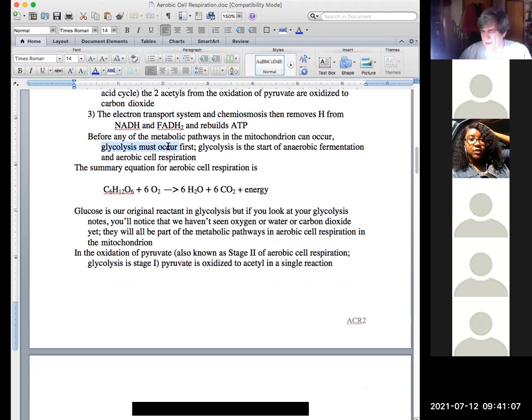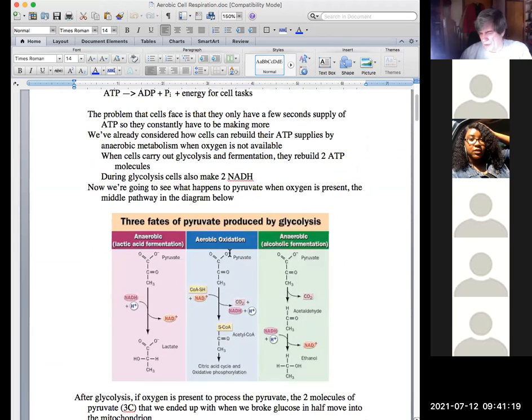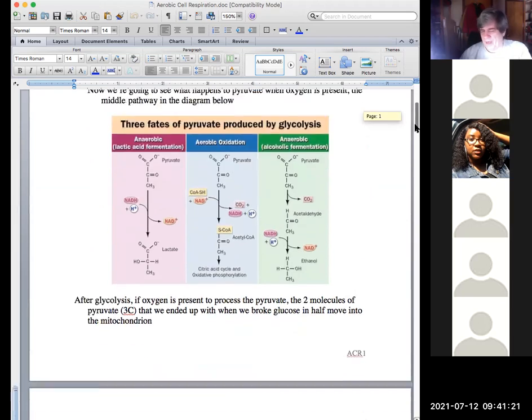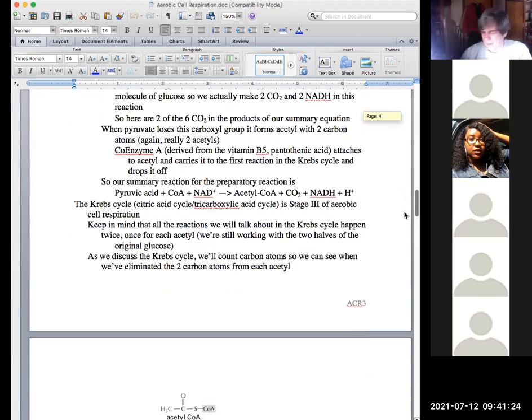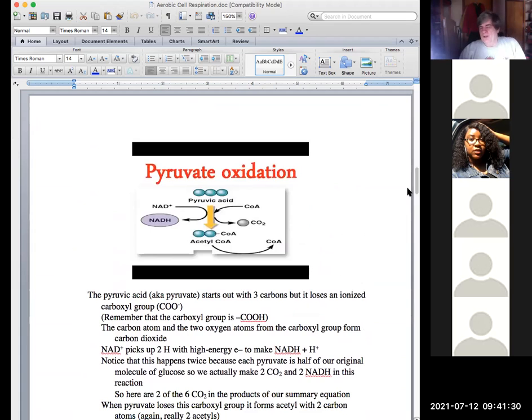Before we get here, since we're starting with pyruvate, remember that glycolysis has to occur first. So we want to keep that in mind. This is only happening after glycolysis because we're starting with pyruvate, and pyruvate was our final product of glycolysis. So the first metabolic pathway is something called pyruvate oxidation. Pyruvate, or pyruvic acid, has 3 carbons, and our product, acetyl, only has 2.